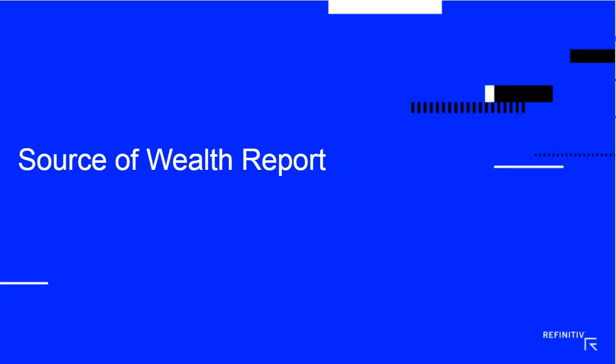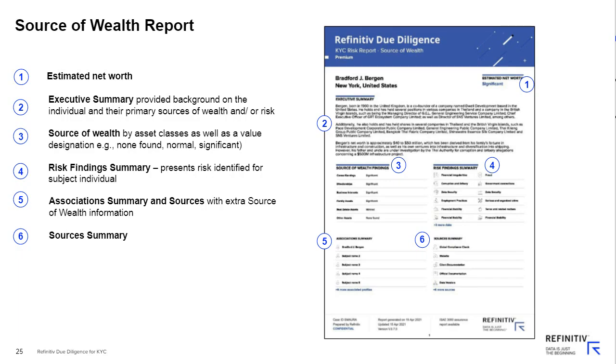Now, something we spent a lot of time uplifting and something that took quite a dramatic evolution from our previous offering is the source of wealth report. Now, the source of wealth report effectively looks at the primary subject, an individual, and it looks into their financial profile and how they've generated wealth over time. And what does that mean?